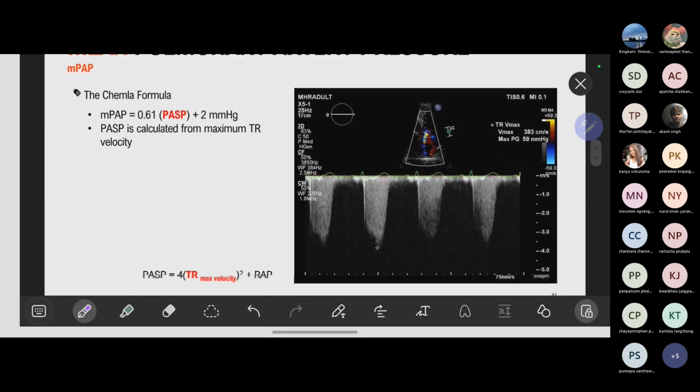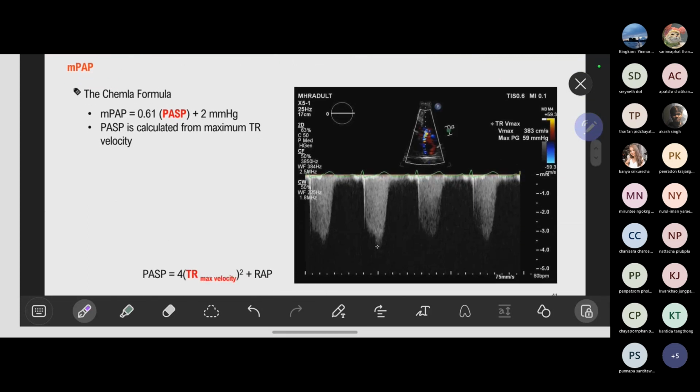The last one of mean pulmonary artery pressure is the Kemla formula. It is also calculated from PASP, which is calculated from TR velocity by using this equation.